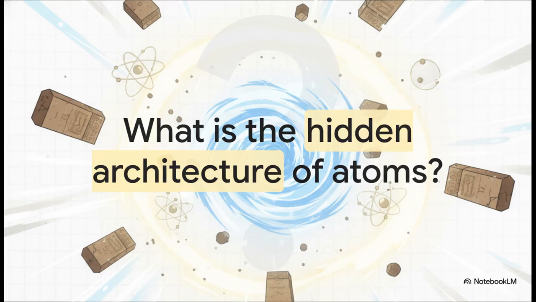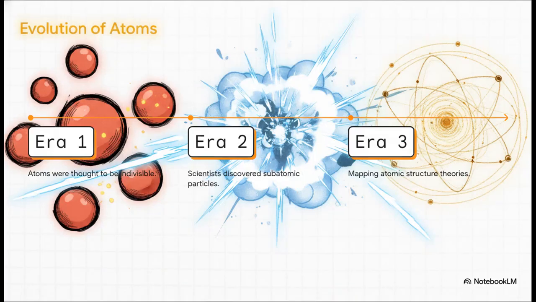Unlocking those secrets required a massive shift in how we viewed solid matter. To make sense of it, let's look at this timeline. We can basically break this evolution down into three distinct eras. First up, Era 1, the indivisible era. Back then, atoms were thought to be just these unbreakable, tiny little particles making up all matter. End of story, right? Well, not quite.